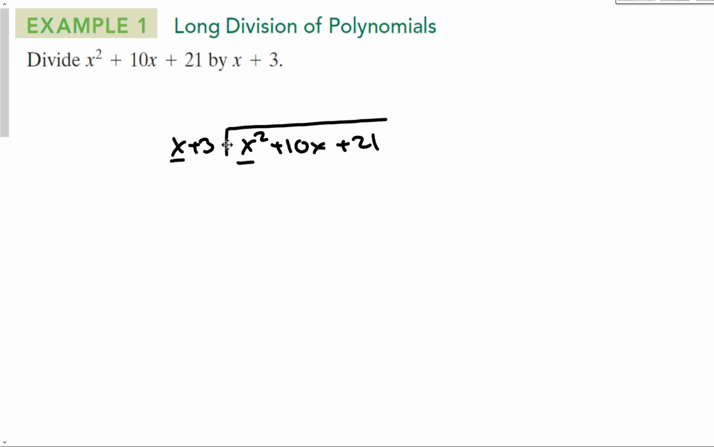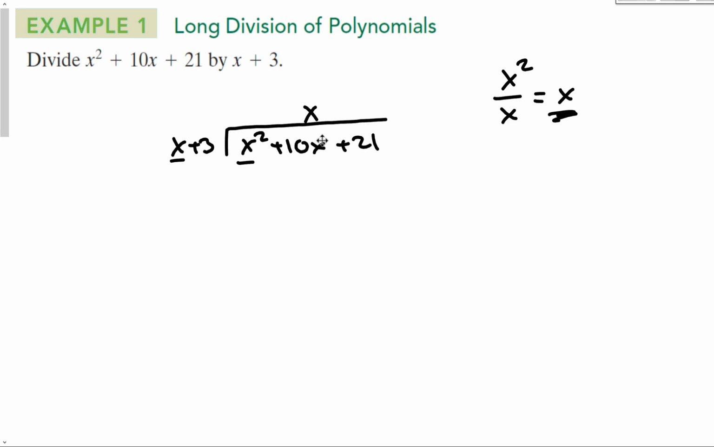What times x gives you x squared? And the answer is x. So x squared over x is x. So we're going to write this as my first term, but I'm going to line it up. I don't put it over the x squared because they don't match. I put it right here, so the powers match. This is just a way to keep things organized for ourselves.